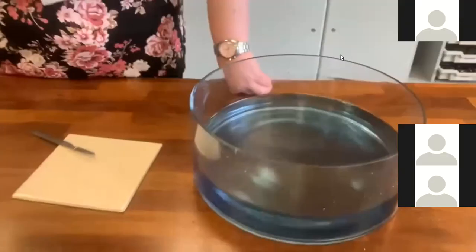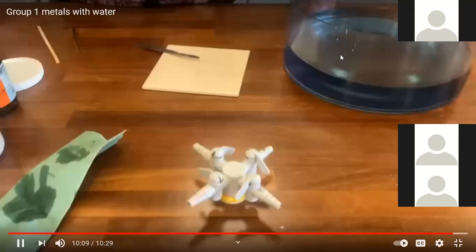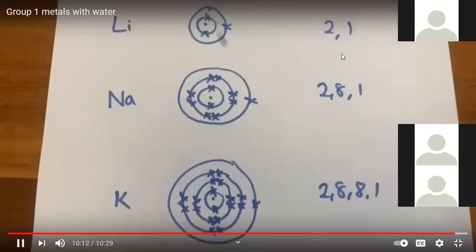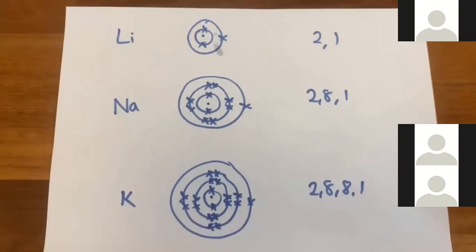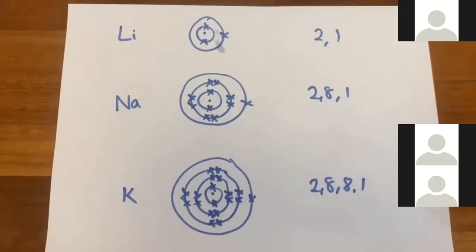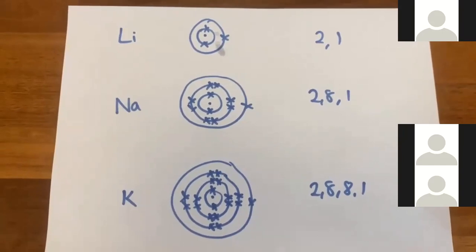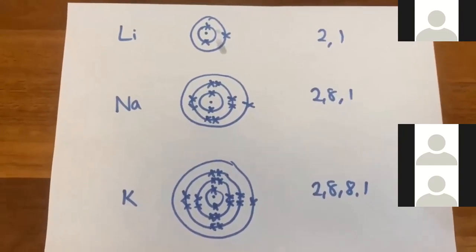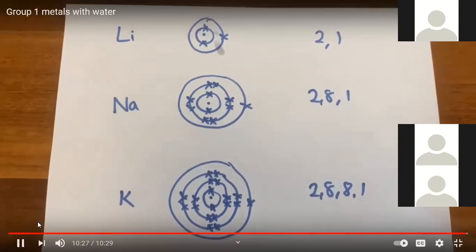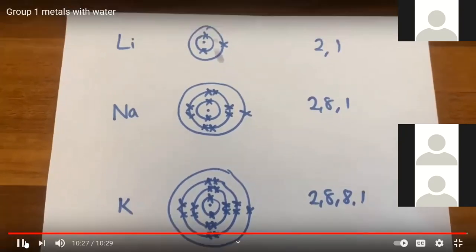So the last bit I want to show you is just the electronic structure of the three metals. They're all in group 1. They all have one electron in the outer shell, but as you go down the group, they get more reactive. I want you to think back to what we were talking about when we did electronic structure, and see whether you can describe why they get more reactive in terms of that outer electron. Okay?